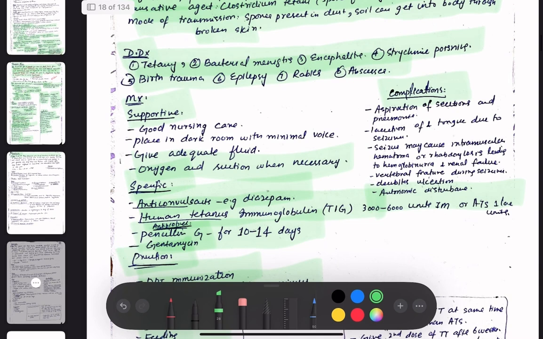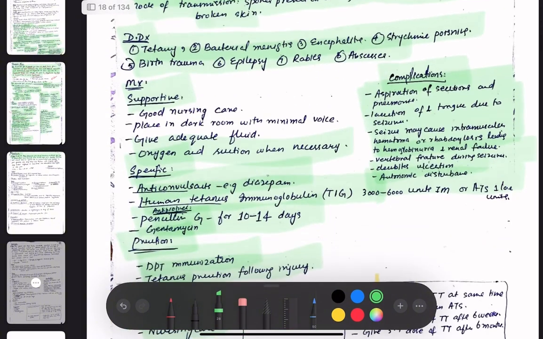These are the complications of tetanus, that is aspiration of secretions and pneumonia, lacerations of the tongue due to seizures, and seizures may cause intramuscular hematoma leading to hemoglobinuria and renal failure, vertebral fracture during seizures, and decubitus ulceration and autonomic disturbances. These are the complications of tetanus.